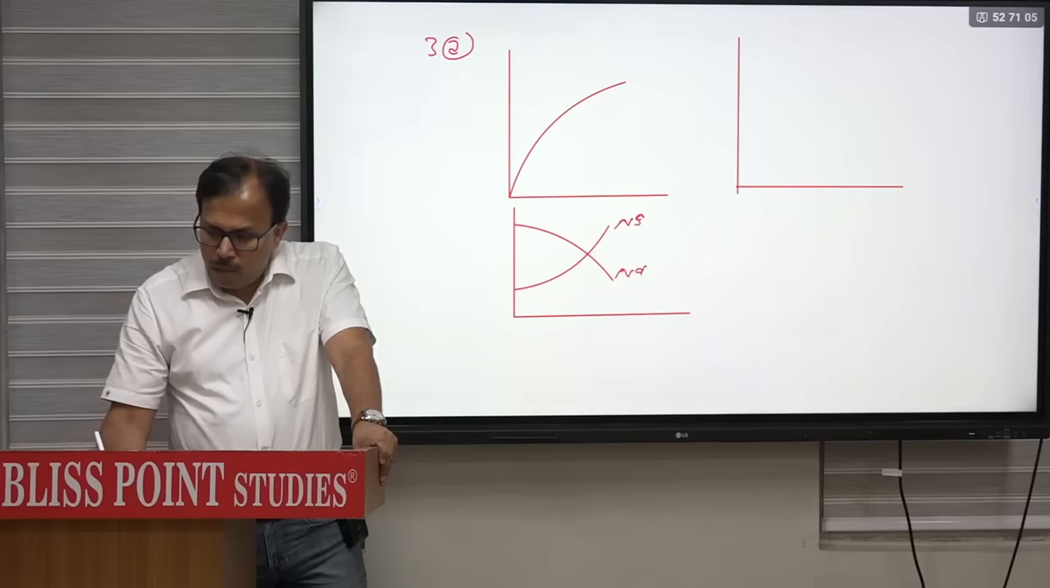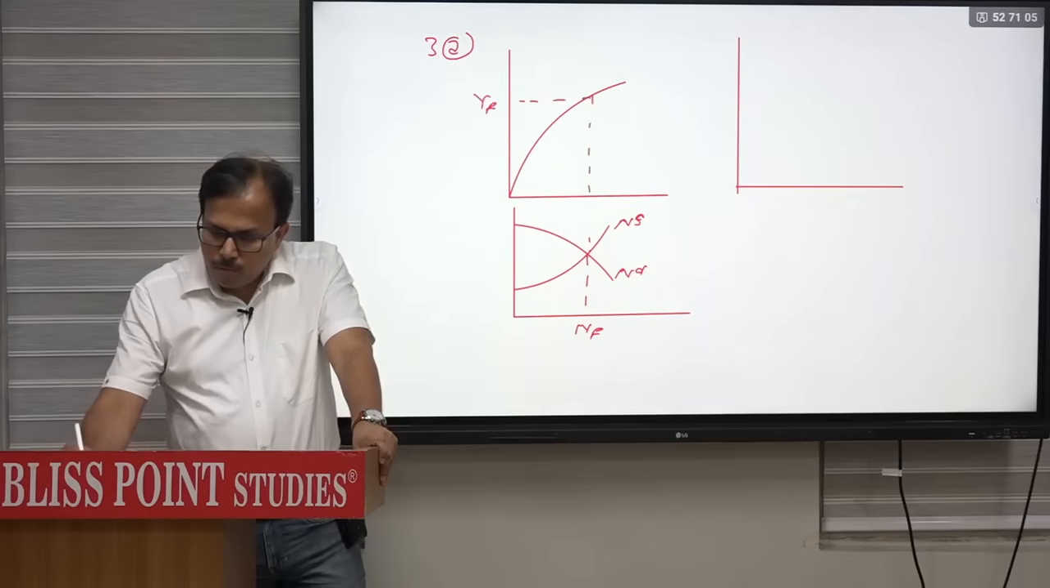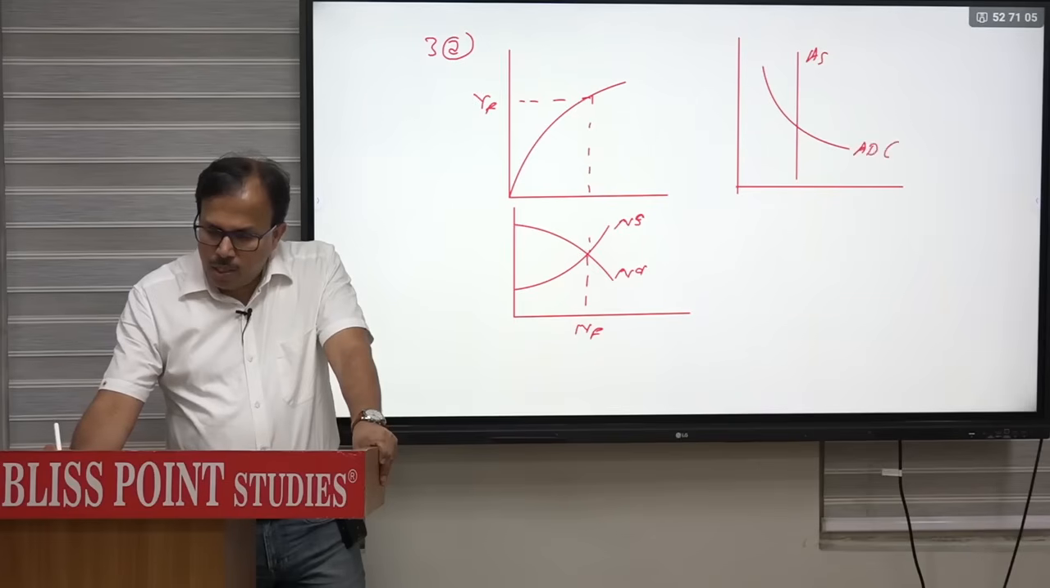Labor supply, labor demand, equality will determine full employment. From that full employment, you can determine a full employment output. Draw the IS line. AD is determined by quantity of money. So this AD is based upon money supply M1.